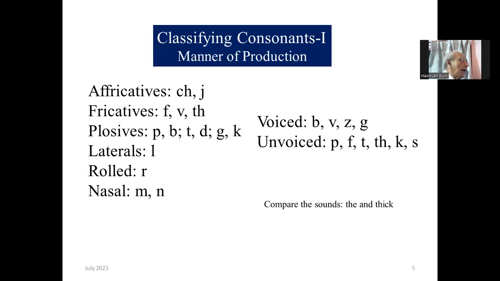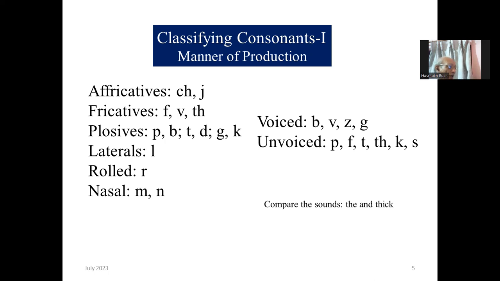How do we classify consonants? What about the vowel? I will cover later, maybe in the forthcoming presentations. Classifying consonants, the manner of production. Usually we begin with what are called plosives. Here they are, first. Air is withheld and then suddenly released. P, B, T, D, G, K.